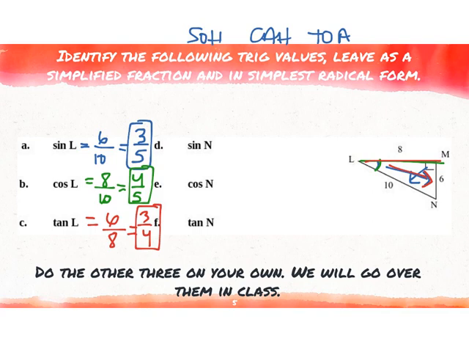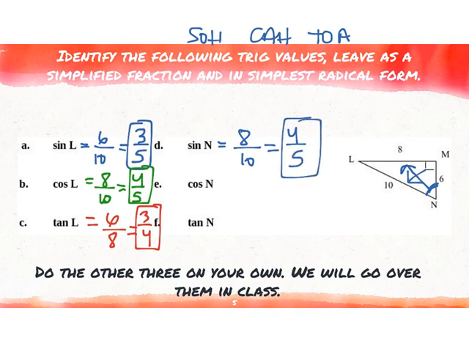Now, if I do my sine L, we're actually going to be changing the angle that we are talking about. So if I change that angle, I am now going to see that I am at angle N here, and now I have my opposite for sine over my hypotenuse, which is still 10. Doesn't matter where that angle is, it's always across from that 90-degree angle. I know that 2 goes into both of those, and I get 4/5.